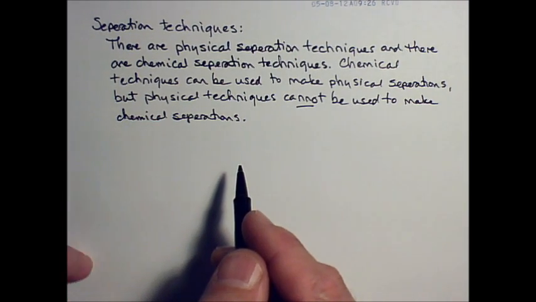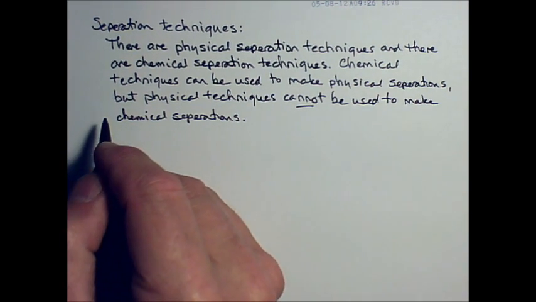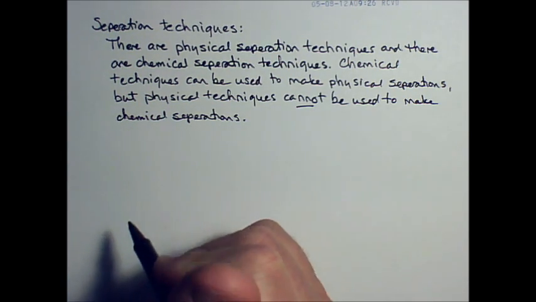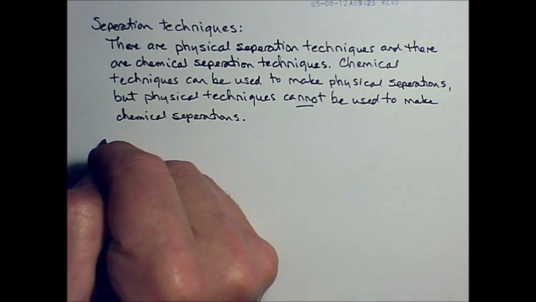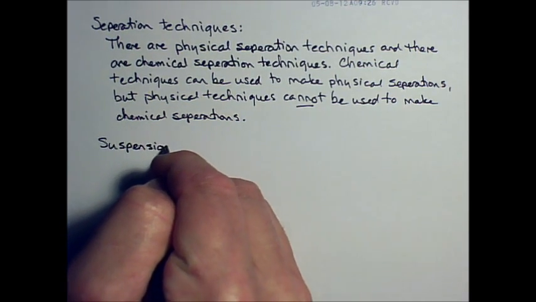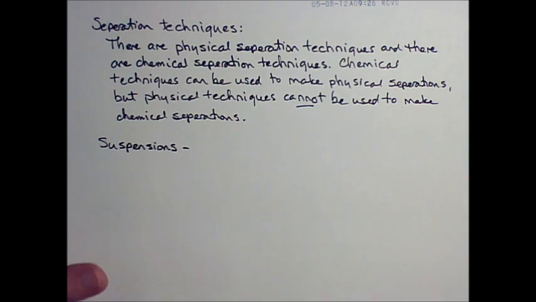When we talk about separation, we're talking about those three classes of mixtures you dealt with in that last lab. Those three classes of mixtures were suspensions, colloids, and solutions. I want to look at suspensions first. So suspensions are a physical mixture.